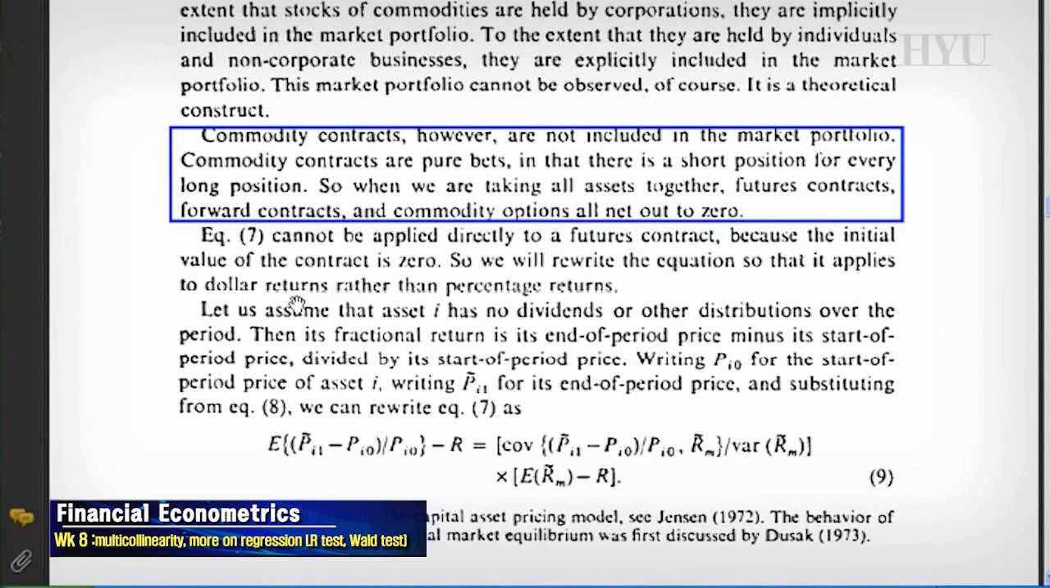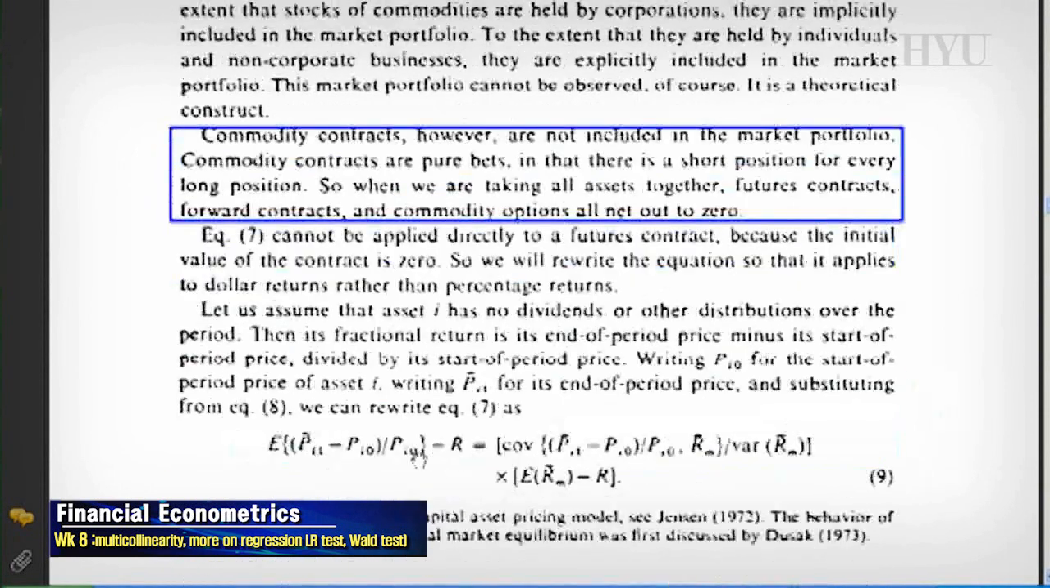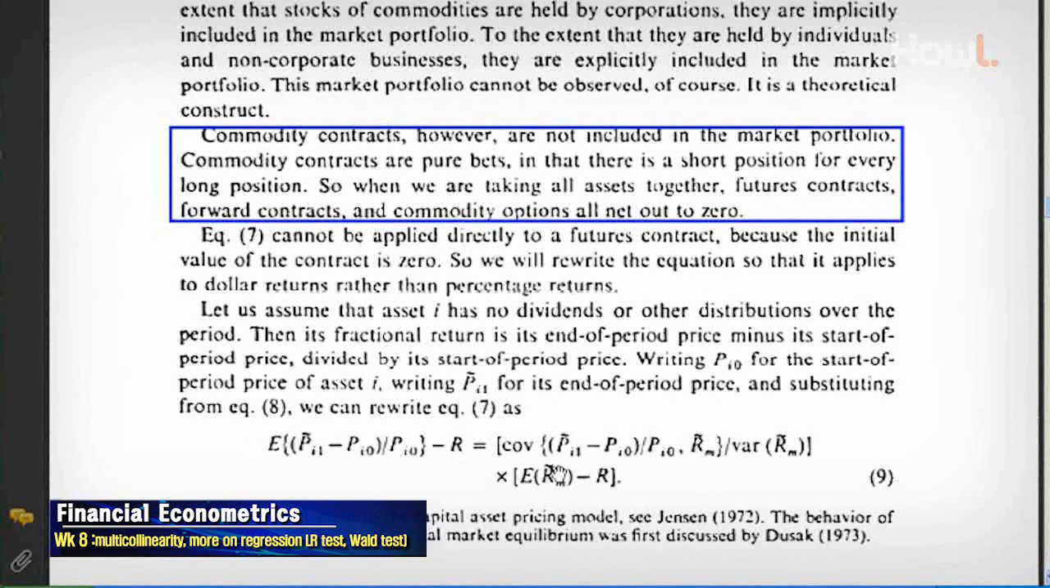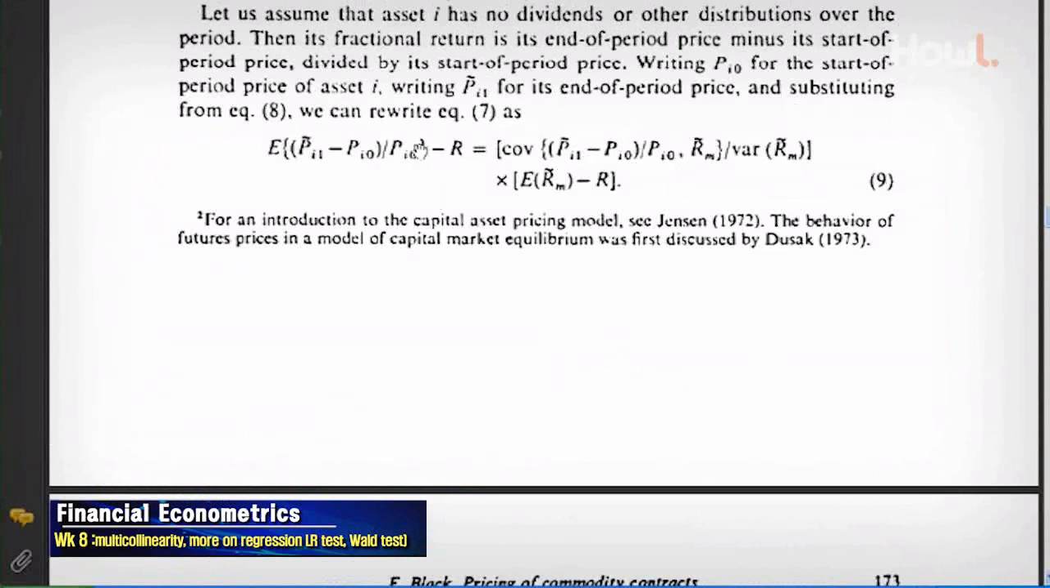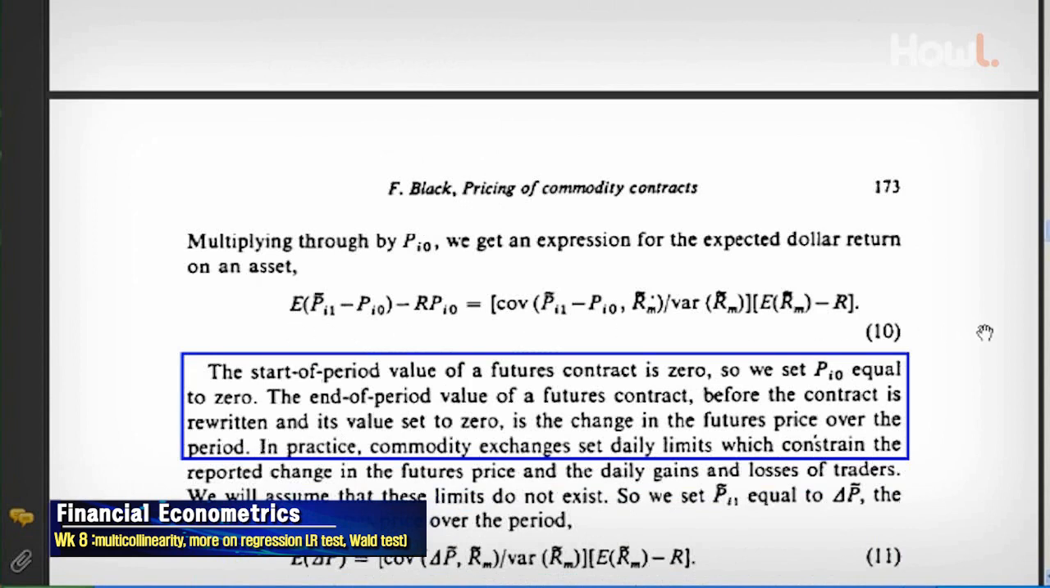So actually, we can write equation 7 this way. Return is basically the ratio between the change of the price and today's price, so that is the return part. And beta looks like this. So instead of RI, again we plug in this part. So we have this part, which is beta, and this is the market premium. And this can be rewritten by multiplying PI0 on each side. Multiplying through by PI0, we get an expression for the expected dollar return, not the percentage return, on the asset.